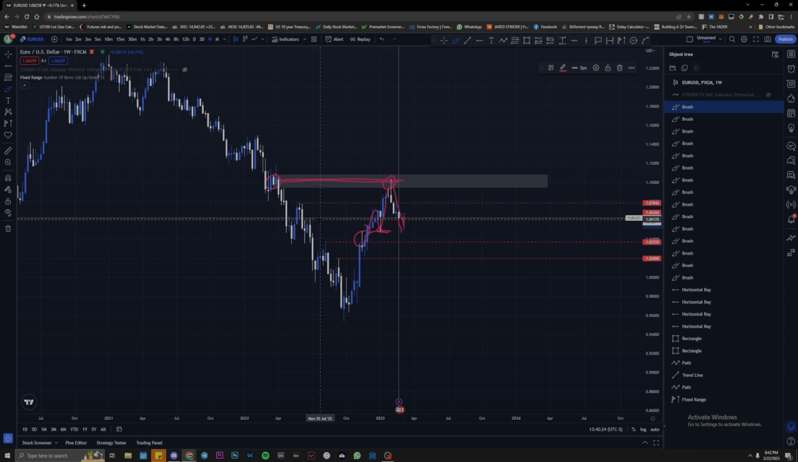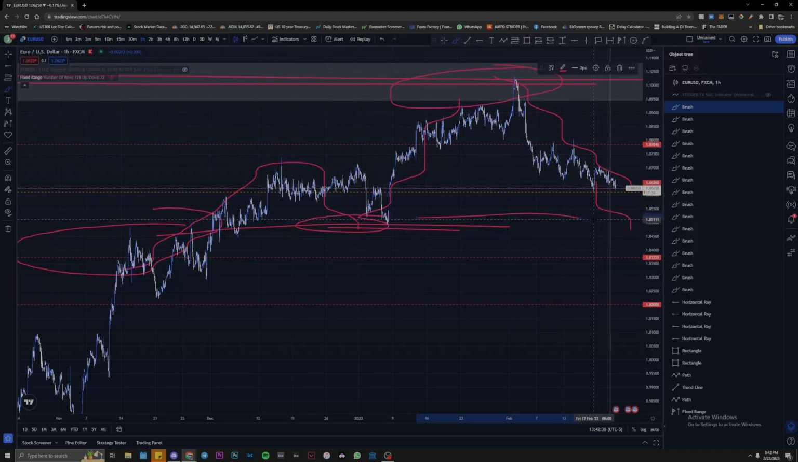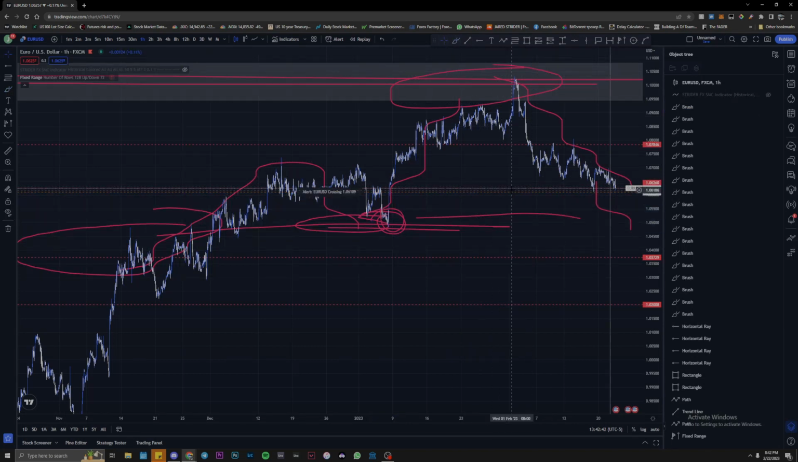So that might change our analysis here on the 1 hour. See how we needed to break these lows. So this order block is invalidated. We're not going to look for that long here. We're going to take our alert and delete it.